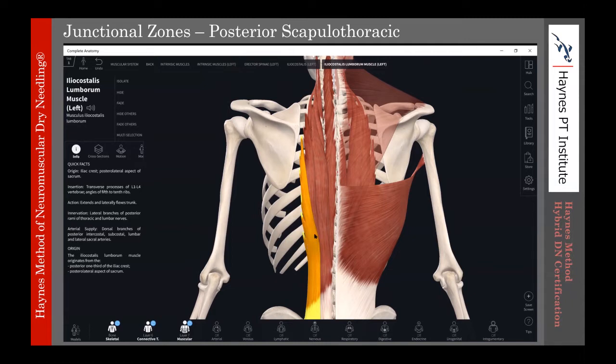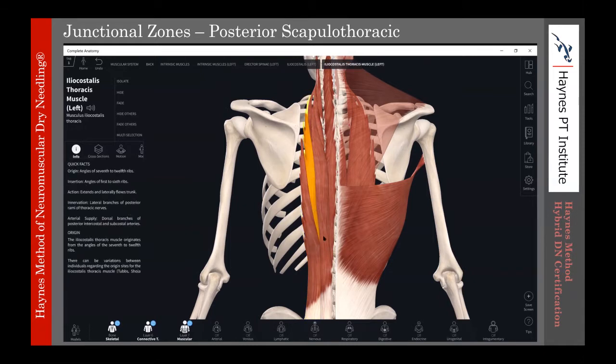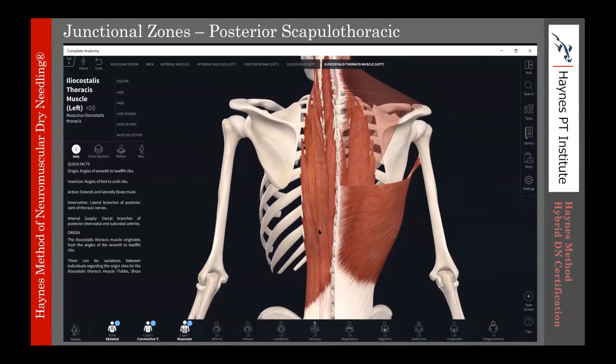lateral with respect to this paravertebral group. And partly that is because this is also the location where iliocostalis thoracis originates and takes off between iliocostalis lumborum and longissimus thoracis. Here, iliocostalis thoracis, the origin is the angle of the 7th to the 12th ribs. It inserts into the angles of the 1st to the 6th ribs.